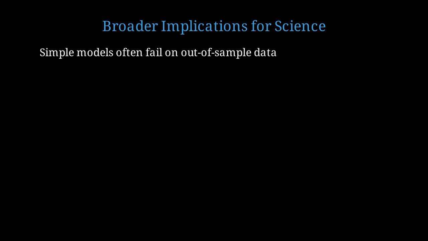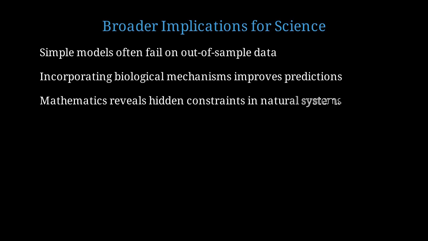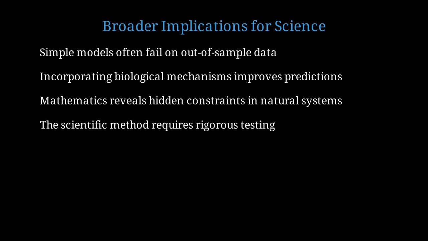This analysis illustrates important principles that extend beyond population biology. Models that fit training data perfectly may fail catastrophically on new data. This is why validation on held-back test sets is crucial in any predictive modeling exercise. Models grounded in biological or physical mechanisms, like the logistic equation, often generalize better than purely empirical curve fits. Mathematical modeling can reveal fundamental constraints and organizing principles in natural systems that might not be obvious from casual observation. The scientific method demands that we test our models against new data, remain skeptical of overly simple explanations, and refine our theories based on empirical evidence.